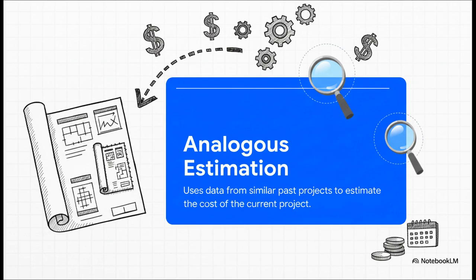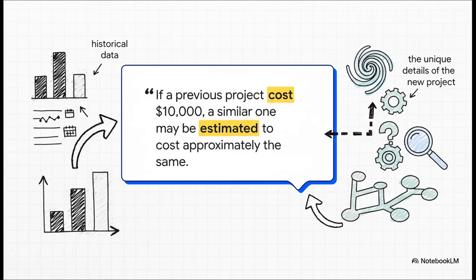It's super quick, which is great when you're just starting out, but you have to be careful. Its accuracy really depends on how truly similar those two projects are. This quote pretty much nails it. You're using history as a direct comparison. It's a great way to get a quick, high-level number on the board, but its biggest weakness is that it can totally miss the unique details and curveballs of the new project.